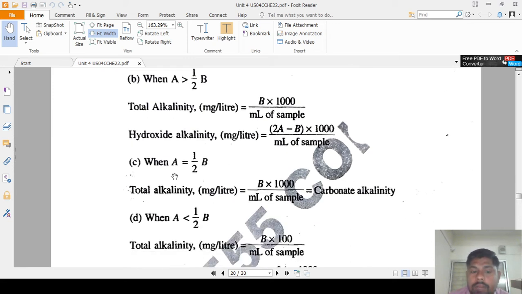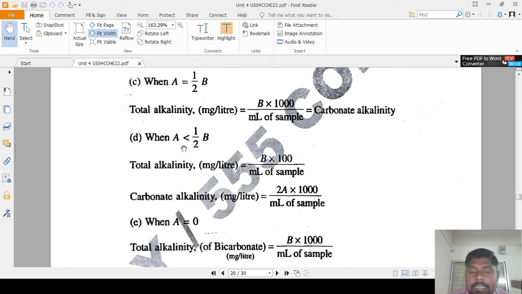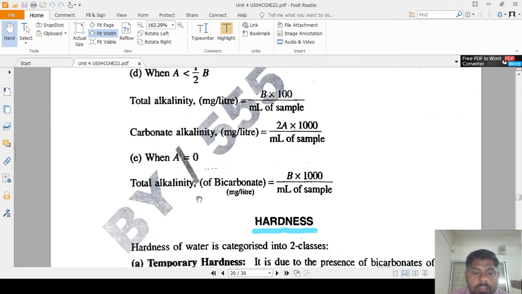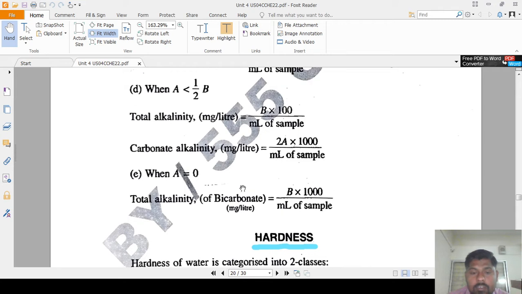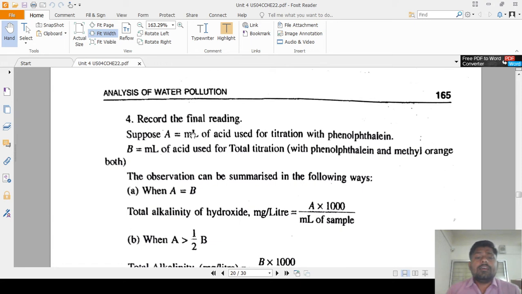If A is equal to 1/2 B, that means A is equal to 12.5 and B is equal to 25, then 1/2 of 25 is 12.5. So in that case, when A is equal to 1/2 B, this equation is utilized to find out the alkalinity. Similarly, when A is less than 1/2 B, this equation is utilized. When A is equal to 0, that is because of the alkalinity of bicarbonate, this equation is utilized. So by using all these formulas and conditions, you can easily find out the alkalinity present in the water. For that reason, you have to memorize all these formulas with the conditions. Those are the long questions.